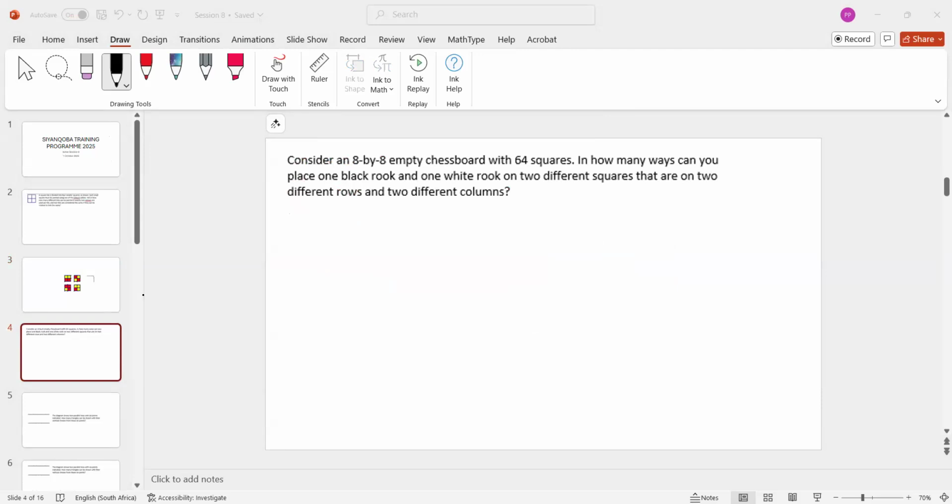Now, this problem here says, consider an 8 by 8 empty chessboard with 64 squares. In how many ways can you place 1 black rook and 1 white rook on 2 different squares that are on 2 different rows and 2 different columns? All right, that's quite a mouthful, but let me just recall something that we said some time ago.